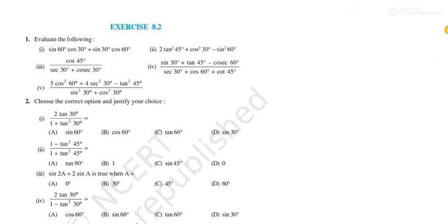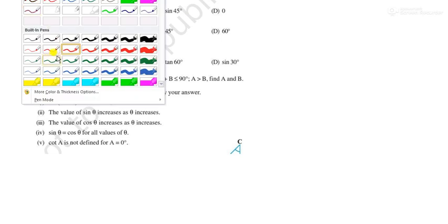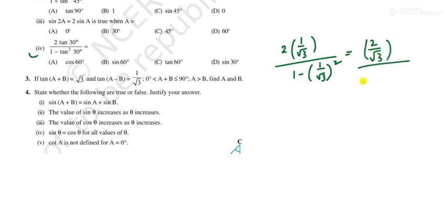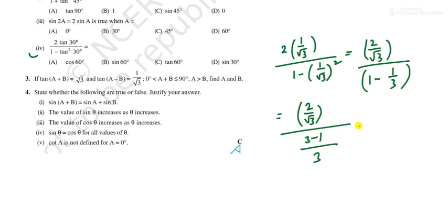So in the fourth question, they have given, as you can see, 2 tan 30 degree. So 2 into tan 30 is, yes, 1 by root 3 divided by 1 minus tan square 30, that is 1 by root 3 square. So on solving, you will get 2 by root 3 in the numerator divided by 1 minus 1 by 3. Now for the LCM, the numerator remains the same. Here you have to do LCM, so you will get 3 minus 1. So 2 by 3. If you bring this to the numerator, this becomes 3 by 2.